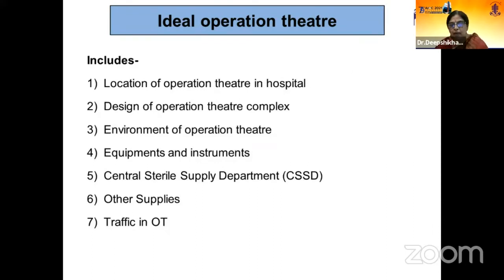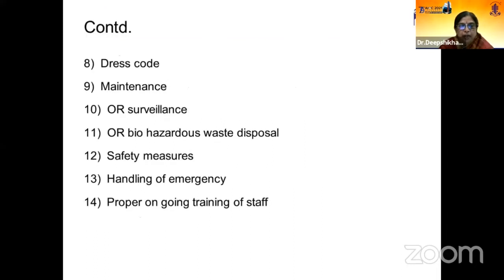So what does this ideal operation theater include? Location, design, environment, equipment, instruments, central sterile supply department, other supplies, traffic in the operation theater, dress code, maintenance, OR surveillance, OR biohazardous waste disposal, safety measures, handling of emergency, and proper ongoing training of the staff.